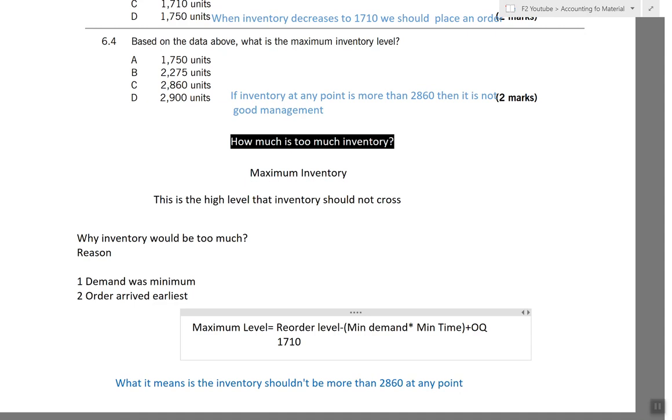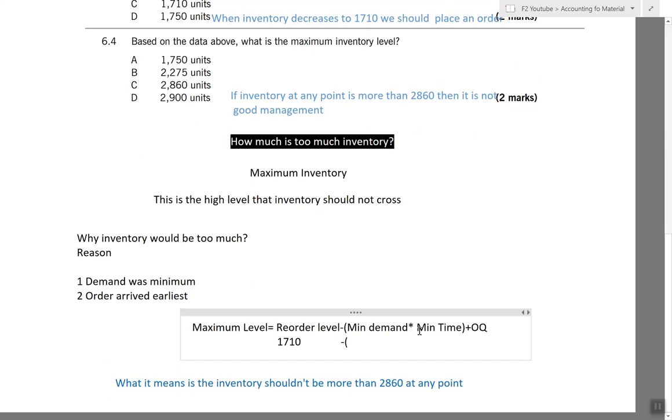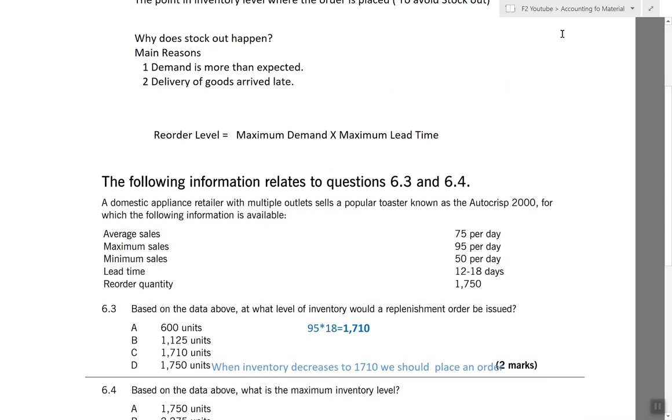We used the minimum, which in this case is 50, and minimum time is 12. So we use 50 multiplied by 12, which means our inventory was 1110 when the new quantity came. The new quantity is 1750. So it gives us an answer of 2860. So inventory should not be more than 2860. If it is more than this, there is no reason to justify it. So it would mean mismanagement of inventory.